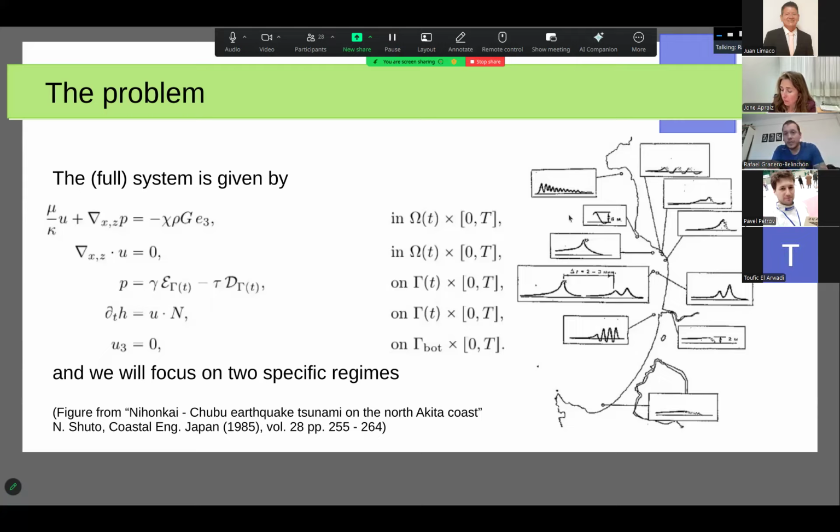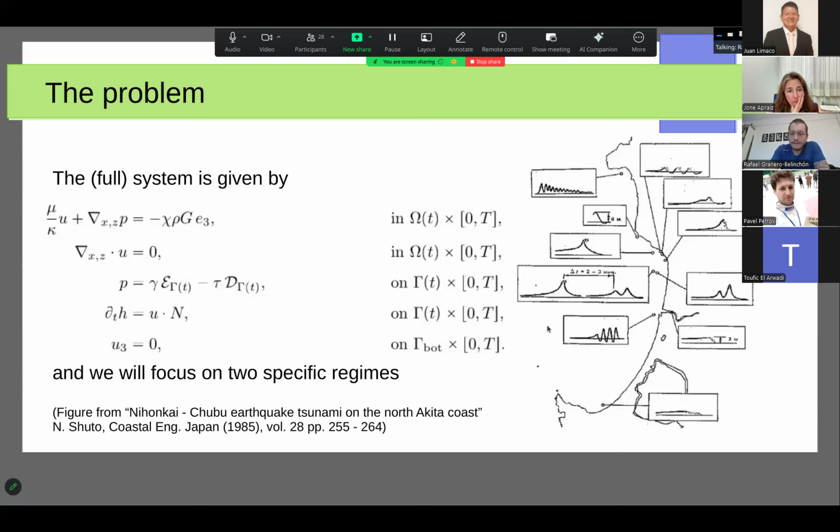So the full system will be the same, and then we want to focus on two of these particular regimes. Roughly the idea is that we are going to find and study a simplified equation that accurately captures two of these pictures. So we say, okay, we cannot consider the full system, or maybe we can, but we don't do it here. We are going to focus on just two particular settings akin to two of these pictures.